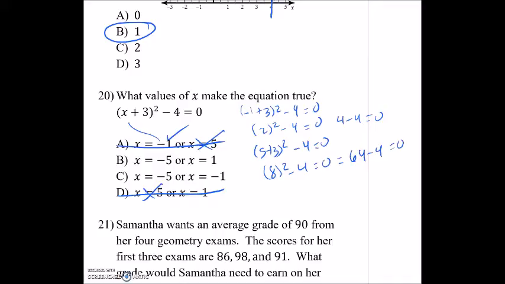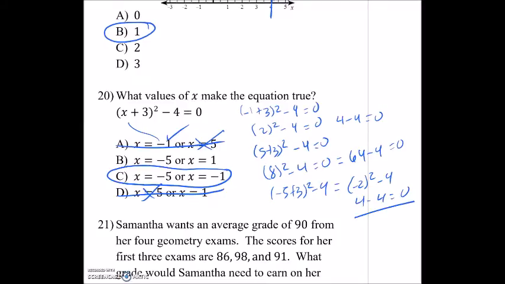So let's try another one. Well, we know -1 works. They both have a -5. So obviously it has to be this one. But let's just go ahead and plug it in. -5 plus 3 squared minus 4. That becomes -2 squared minus 4, and that is 4 minus 4, which is 0. And of course, that is what we're trying to get to. So yes, the correct answer is C.